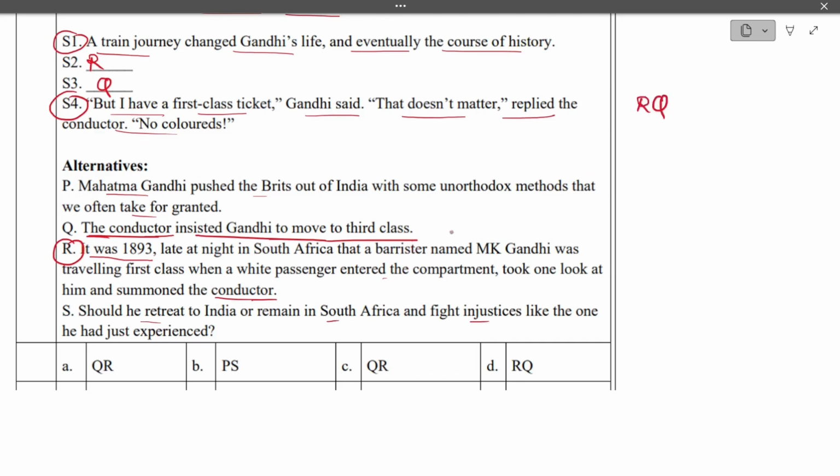Okay, so which is option number D in our case. So the correct answer for this question is going to be option number D. Okay, so let's now move on to the next question.